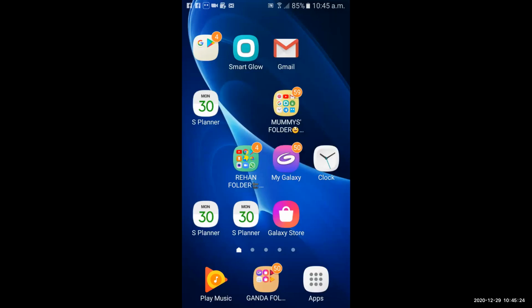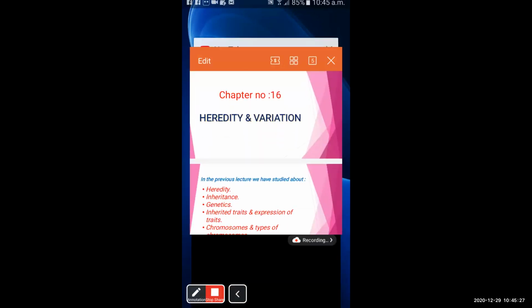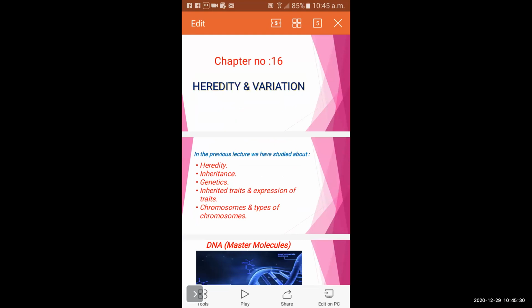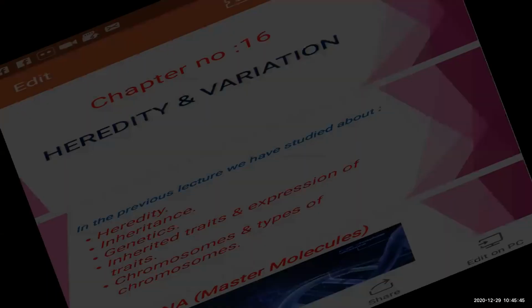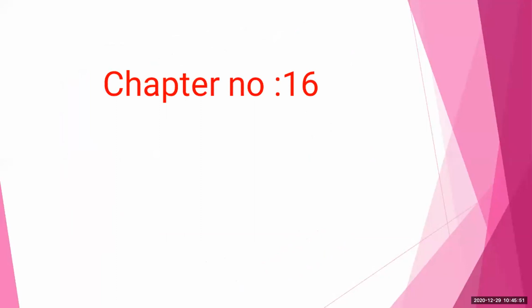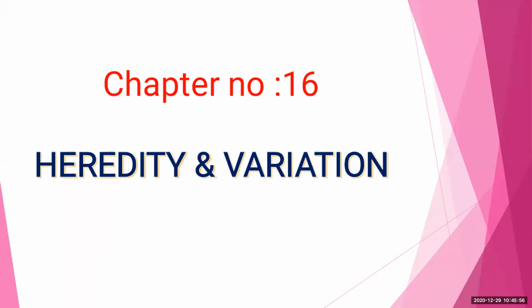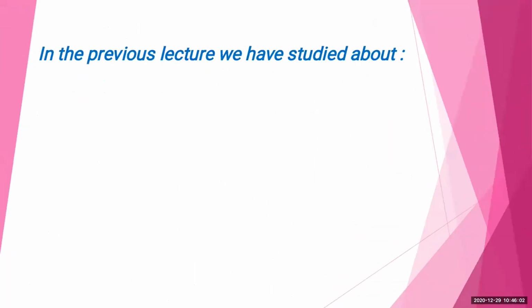So I'll share my screen with the presentation. Okay, so here it is. It is chapter 16, heredity and variation. It's an important chapter. So we'll revise what we have studied yesterday.